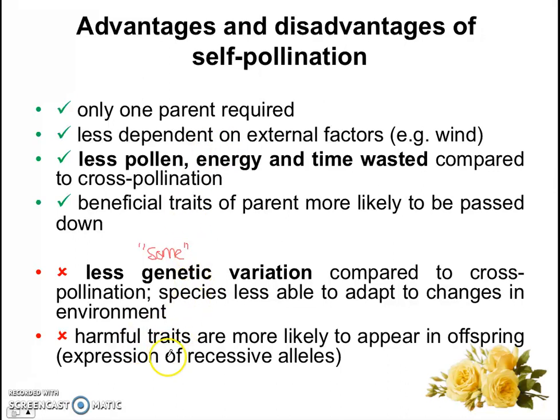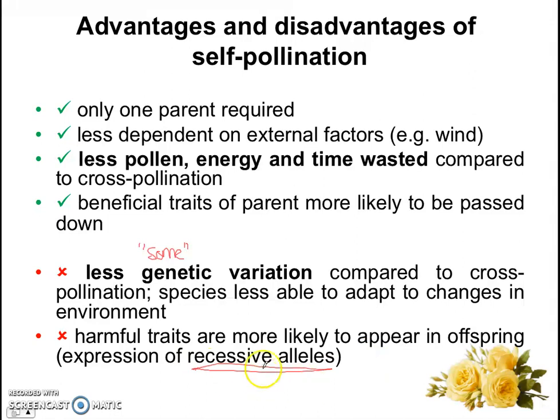Okay, besides that, if the parent plant has some harmful traits, they're also more likely to appear in the offspring. Right? So it's like a double-edged sword. If the parent plant is very good, beneficial traits will be passed down, but all these harmful traits are also more likely to appear in the offspring. Right, we'll look at this in our inheritance chapter later on.